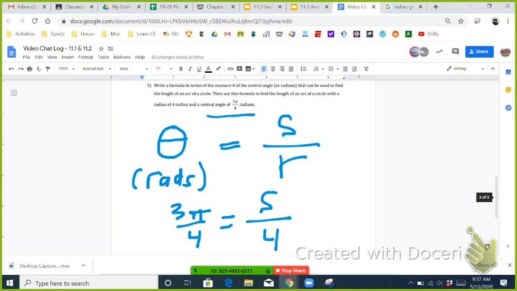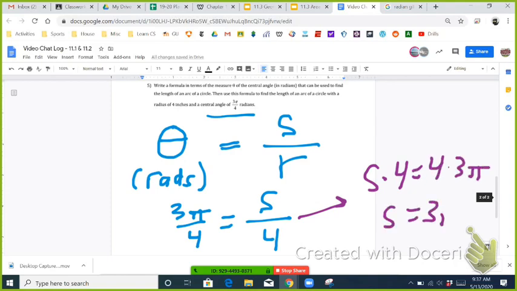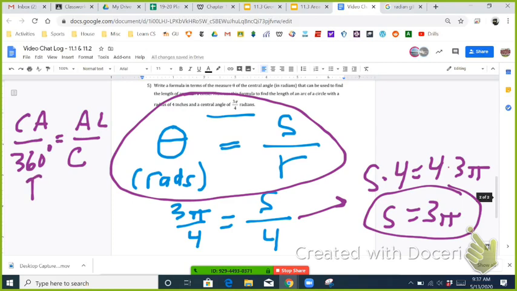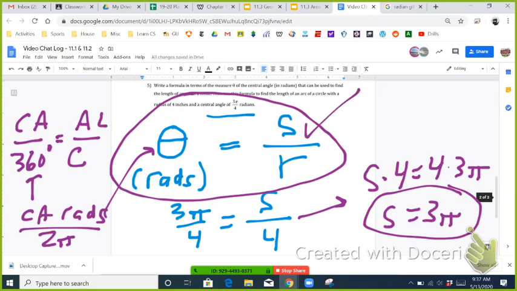So now if we solve this equation, we get s times 4 is equal to 4 times 3 pi. So you divide both sides by 4, you get s is equal to 3 pi. So just a quick recap, we get this formula just by using our original arc length formula, but instead of doing central angle over 360 equals arc length over circumference, we change that to central angle in radians over a whole circle in radians, which was 2 pi instead of 360. Cross multiplied, got this formula, and then used the information here, plugged it in to solve for s.